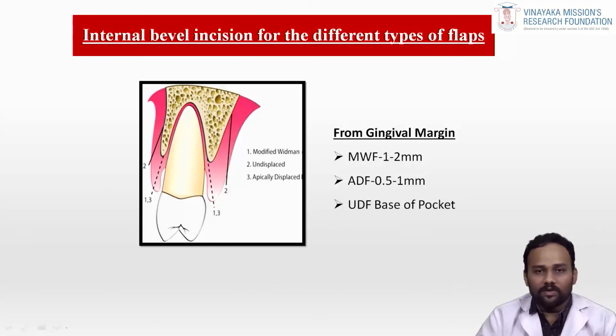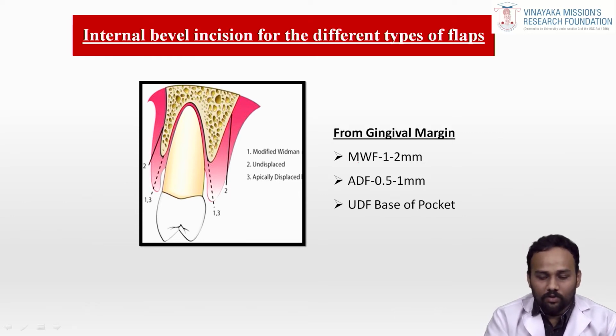These are the different types of internal bevel flap incisions, measured from the gingival margin. For the modified Widman flap, the incision is placed 1 to 2 mm from the gingival margin. In the case of an apically displaced flap, the internal bevel incision has to be placed 0.5 to 1 mm from the gingival margin. In the case of an undisplaced flap, the incision has to be placed from the base of the pocket.